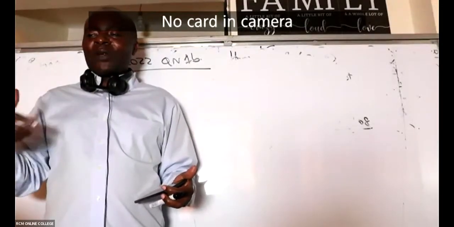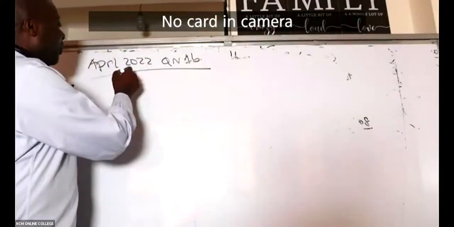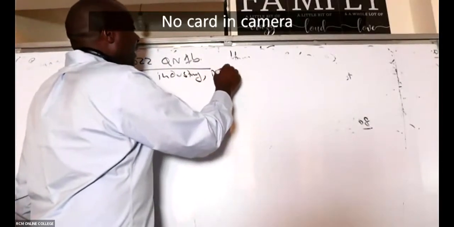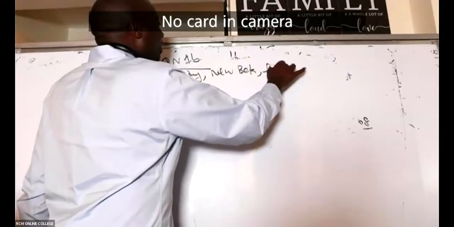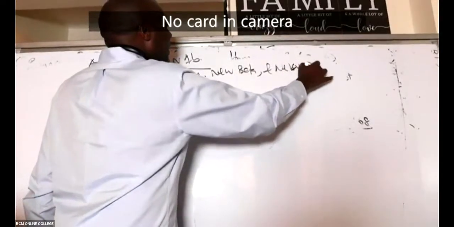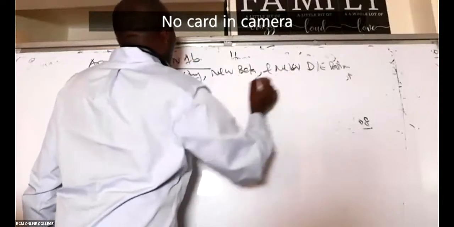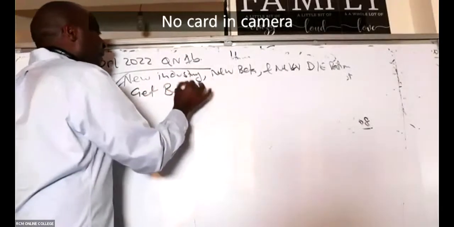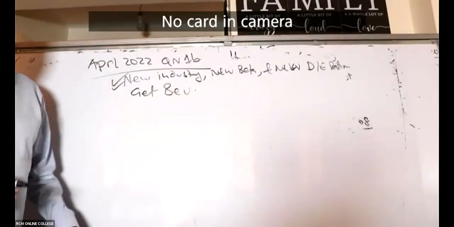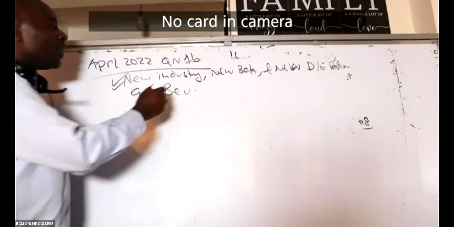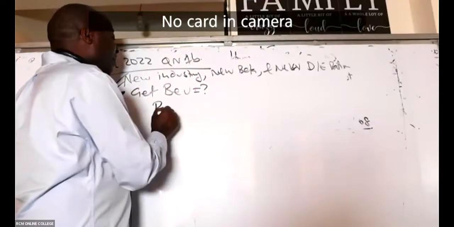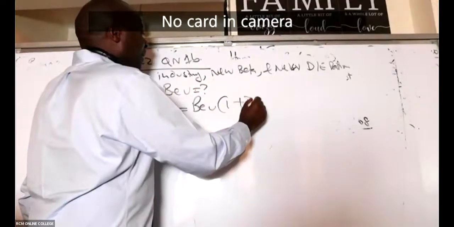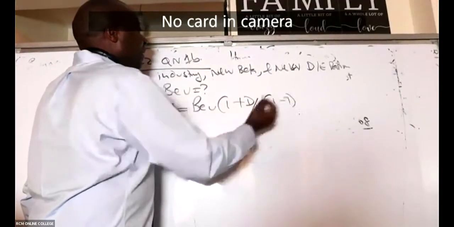Even if you're telling me it's Bell or whatever, I know the first step is new industry, new beta, and the new debt equity ratio. And then, of course, I'll not get Bell, I'll get BEU, beta equity unlevered of the new industry. But Mwalimu here, you need to use Hamada's model. So Bell equals BEU into 1 plus debt over equity into 1 minus T.